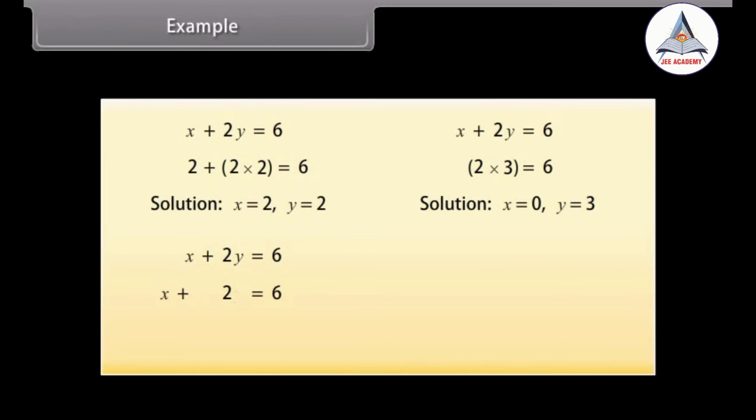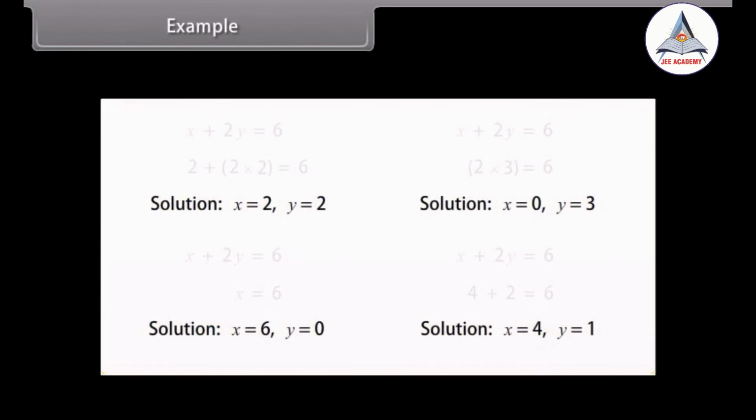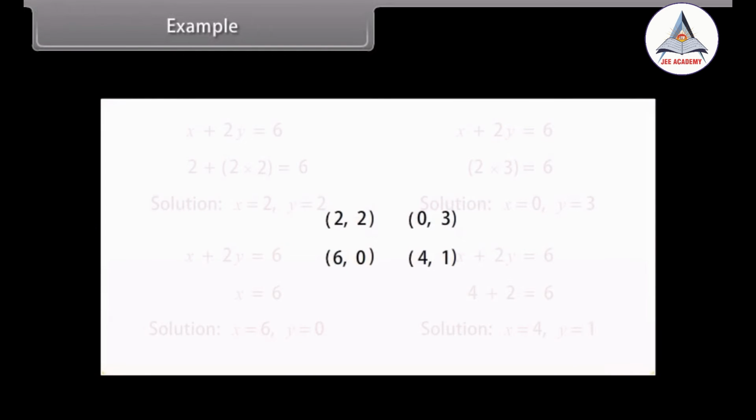Similarly, taking y as 0, the given equation reduces to x is equal to 6. So, x is equal to 6, y is equal to 0 is also a solution of this equation. And for the fourth solution, let us take y as 1. The given equation now reduces to x plus 2 is equal to 6, and by substituting x as 4, we get the answer 6. Therefore, (4, 1) is also a solution of the given equation. So, the four solutions we get for the given equation are (2, 2), (0, 3), (6, 0), and (4, 1).